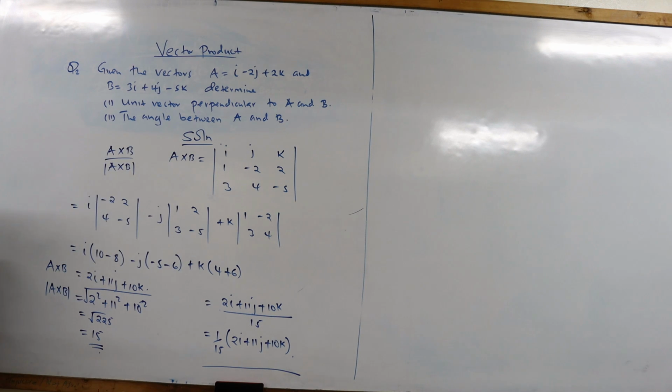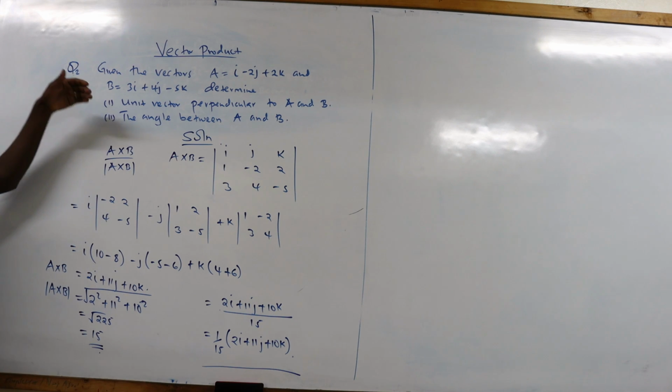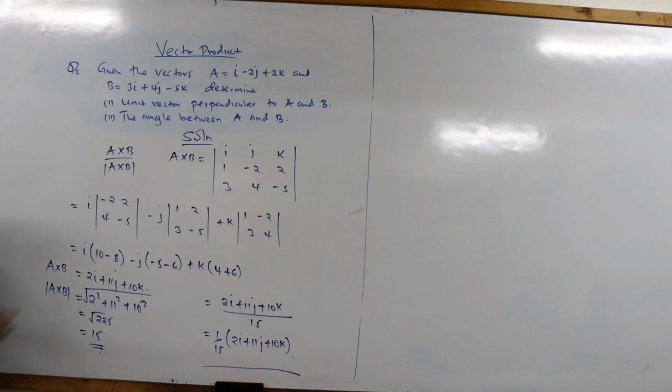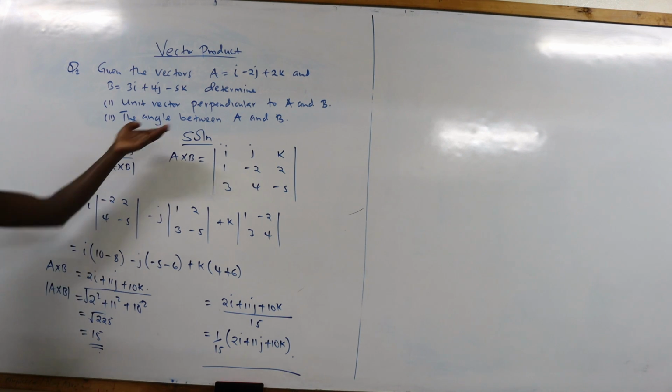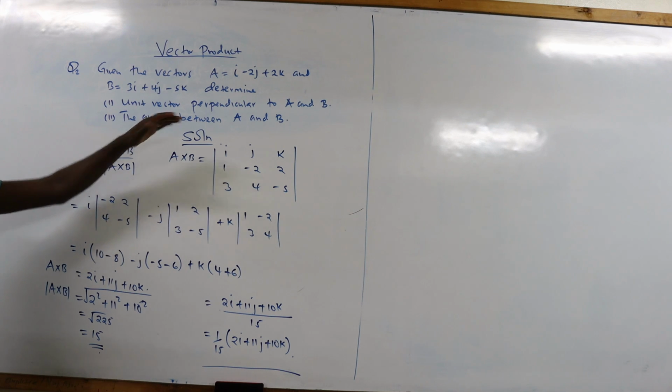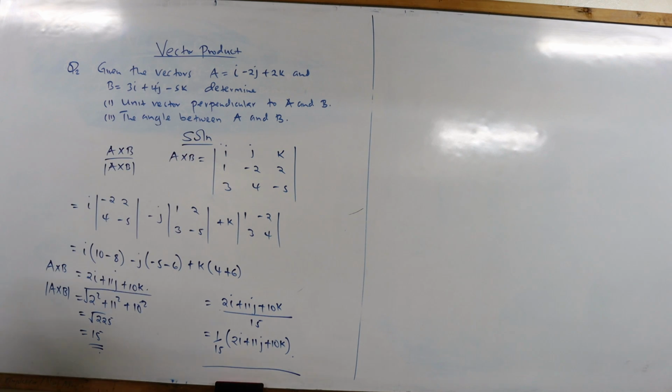The second part is asking you to get the angle between a and b. Now remember, this particular question has two parts, part a and part b. If in part a you have been asked to solve using a question that pertains to the cross product, then it is diligent for you to use the cross product formula to get the angle between a and b.